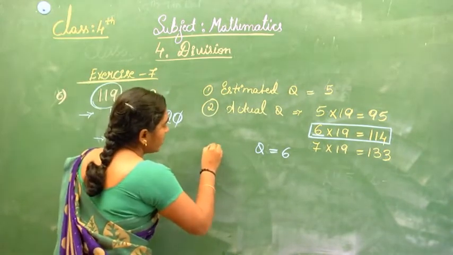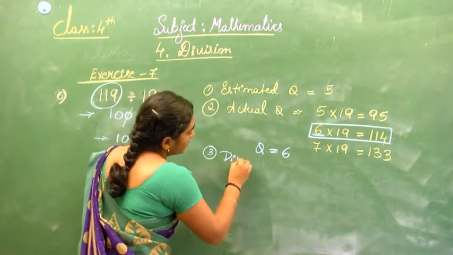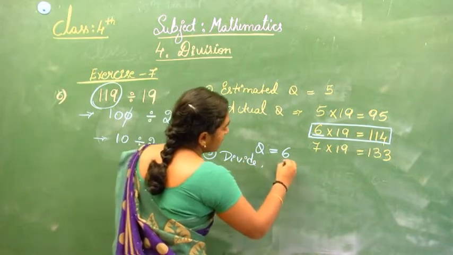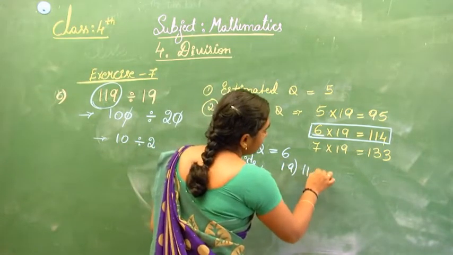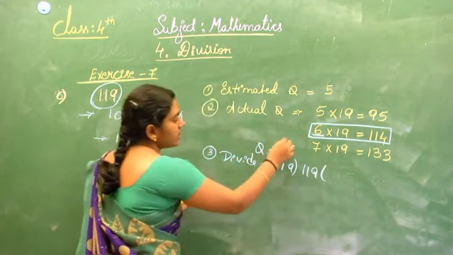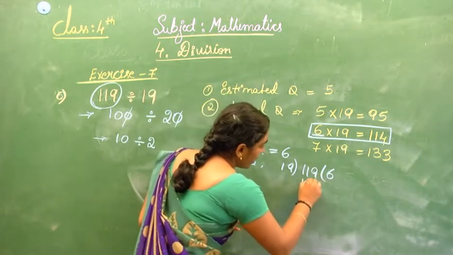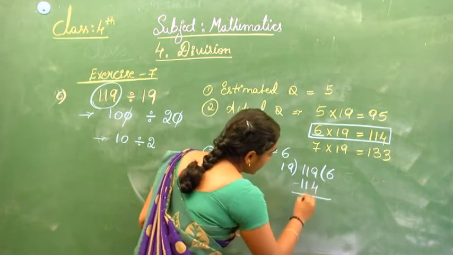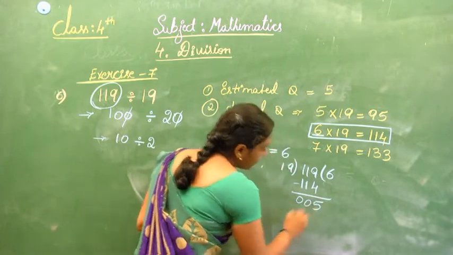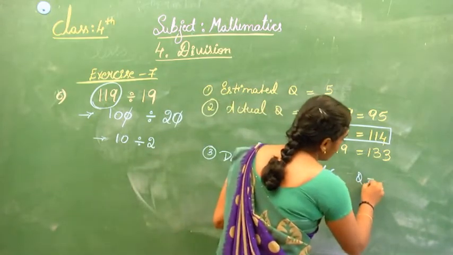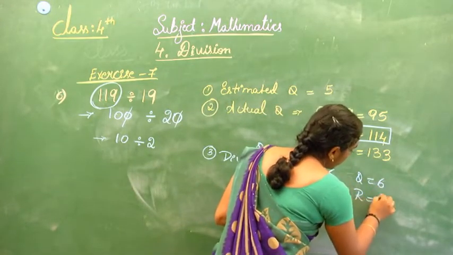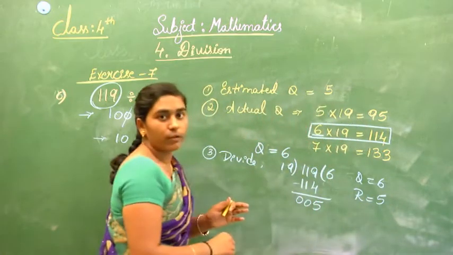The next step is divide with the normal division, which is 19 into 119. 6 times 19 is 114. We'll get remainder 5. So quotient is 6. Remainder is 5.